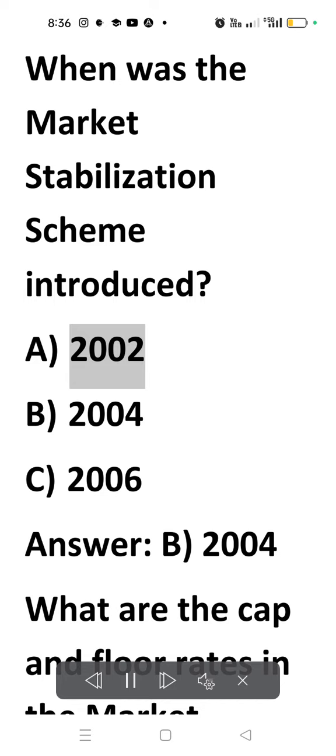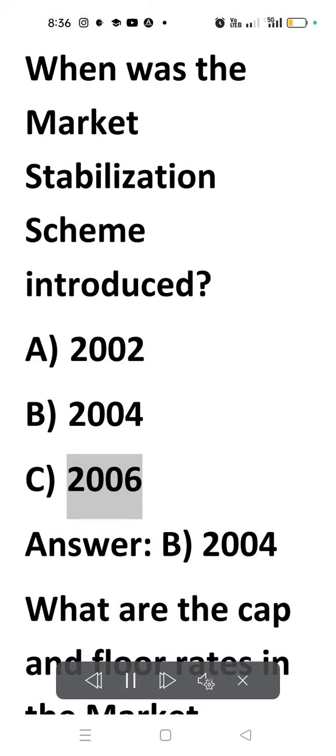A. 2002, B. 2004, C. 2006. Answer: B. 2004. What are the cap and floor rates in the Market Stabilization Scheme?